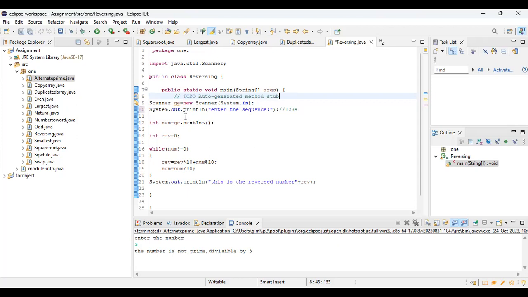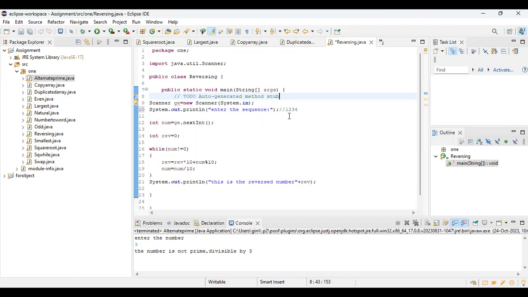After that, to enter the sequence, I have to type the numbers, so I write this syntax: int num. Num is another integer which I declare, equal to that particular object dot nextInt. Because I am going to give the input as an integer, it is int. If I were giving a string, I would have to use string here. So it is nextInt, the method, and then a semicolon. Now I'm going to give the input here.